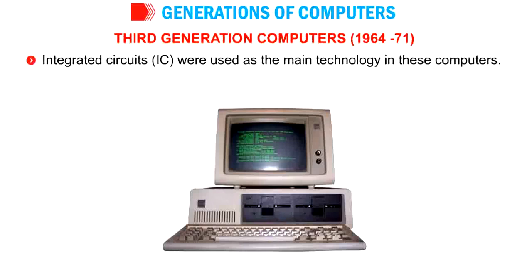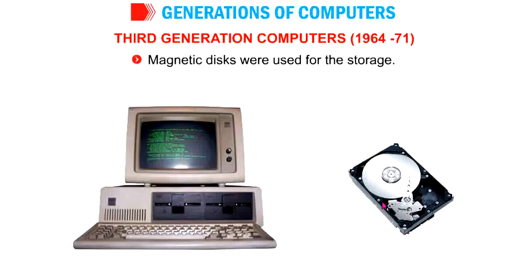Next, third generation of computers. Integrated circuits (IC) were used as main technology in this generation of computers. The first one, vacuum tube. Second one is transistors, and here in the third generation, IC, integrated circuit. Magnetic disks were used for the storage. You can store more data than the first and second generation.